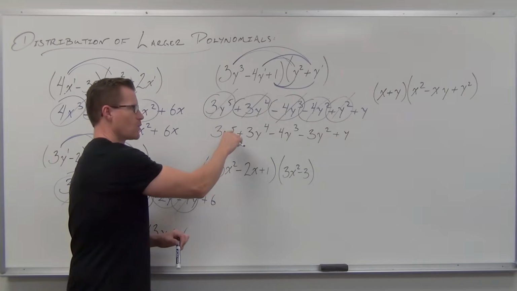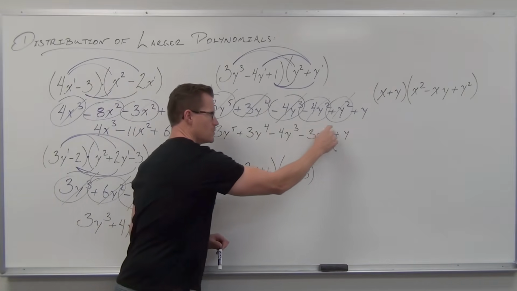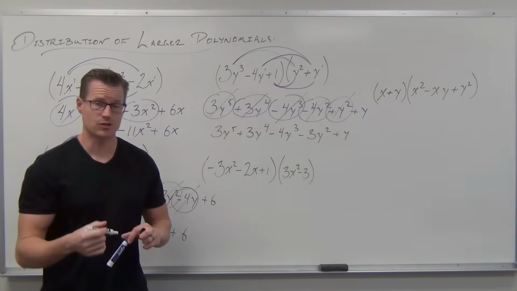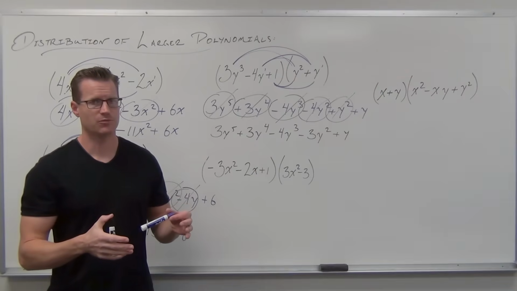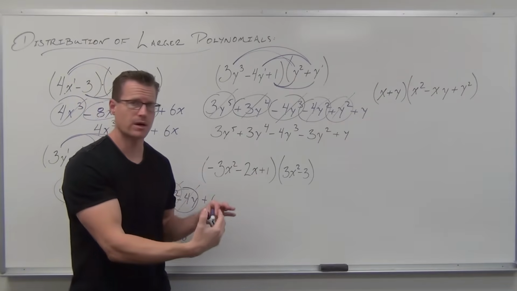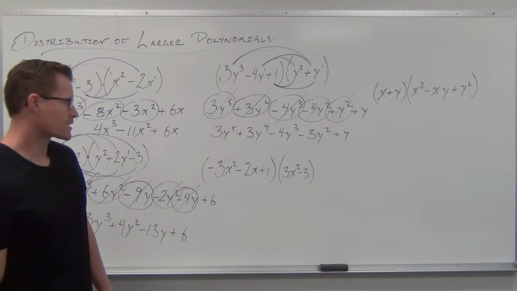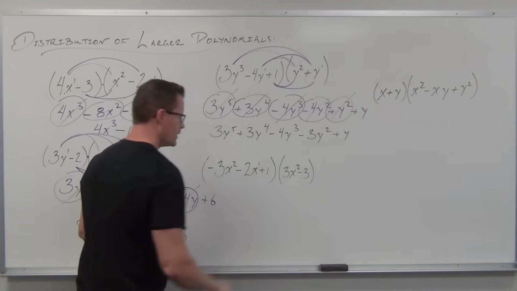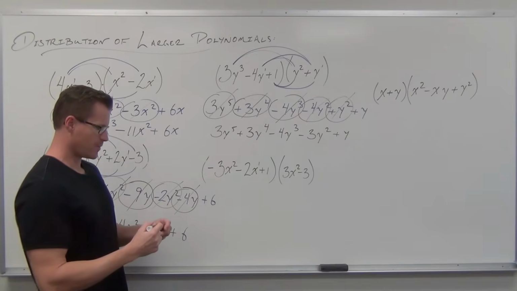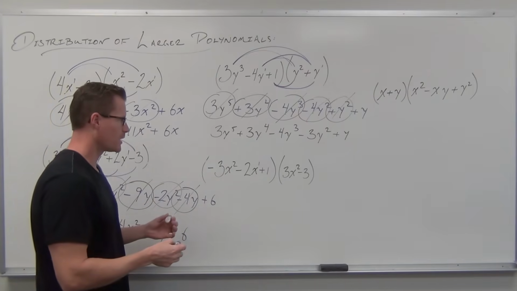My powers are in order, 5, 4, 3, 2, 1. I have no constant. That is okay. We're done. That is multiplication of polynomials. That's distribution with combining like terms. The last one, hopefully you've done on your own. There's only one variable that doesn't have a power. We're going to give it 1, and then we're going to multiply through.